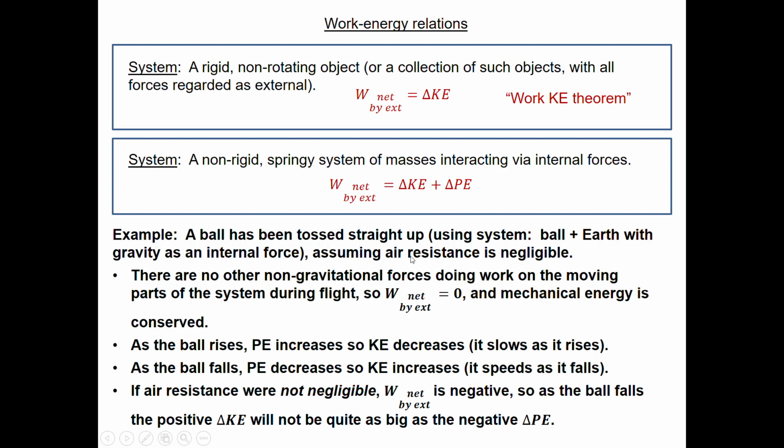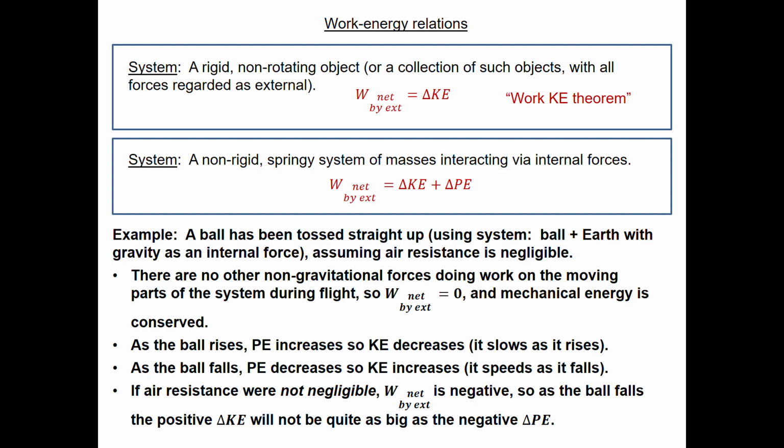Let's imagine a third situation. If we were in a situation where air resistance were not negligible, then there would be an external force for that system, just consisting of the ball that was tossed and the Earth with an internal gravitational force.